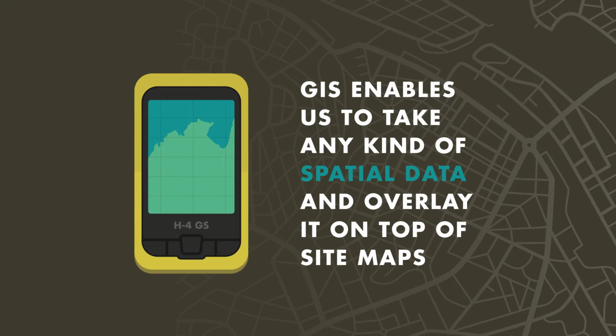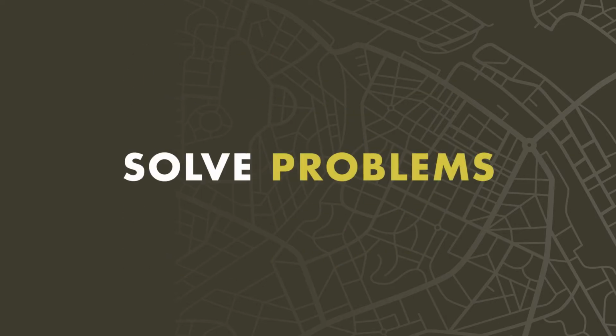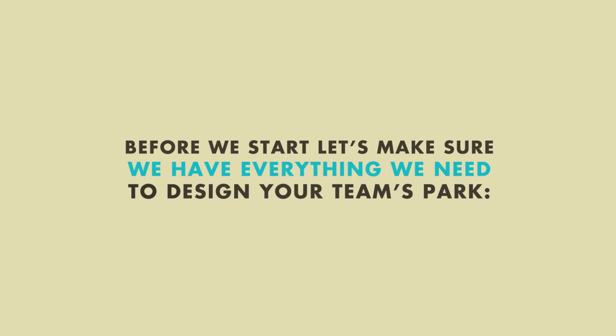GIS enables us to take any kind of spatial data and overlay it on top of site maps, allowing us to see patterns, ask questions, and solve problems. Step 1. Gather materials. Before we start, let's make sure we have everything we need to design your team's park.